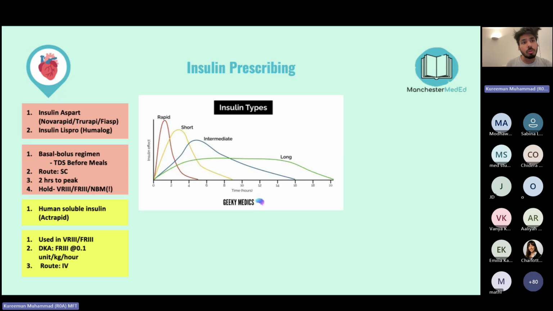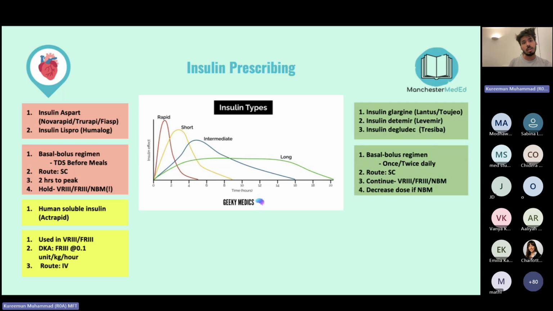So just remember, if someone has DKA, you would prescribe a fixed rate at 0.1 unit per kilogram per hour. And the route for this one is IV, so we go through the vein, while for the other insulins that we will talk about, it is all subcut. So remember this when you prescribe.